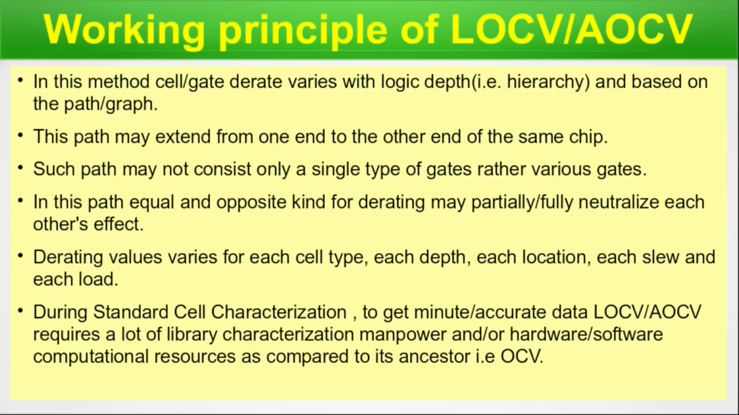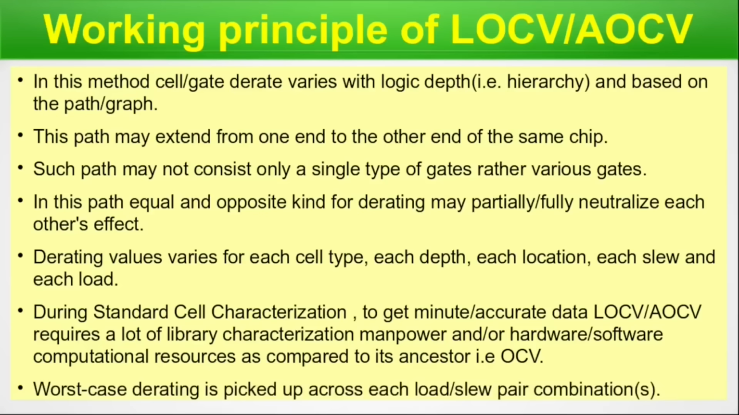So this is one fact about the AOCV in the background, not in the HTA tool, but in the background requirement, that is timing.lib. Worst case derating is picked up across each load or slew pair combination. This is part of the method. We have the load slew pair from the timing.lib, and there we have a LUT, and from there we pick the data.